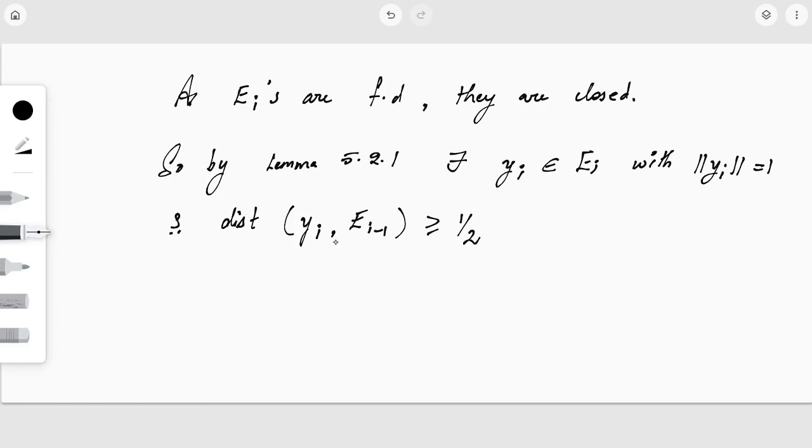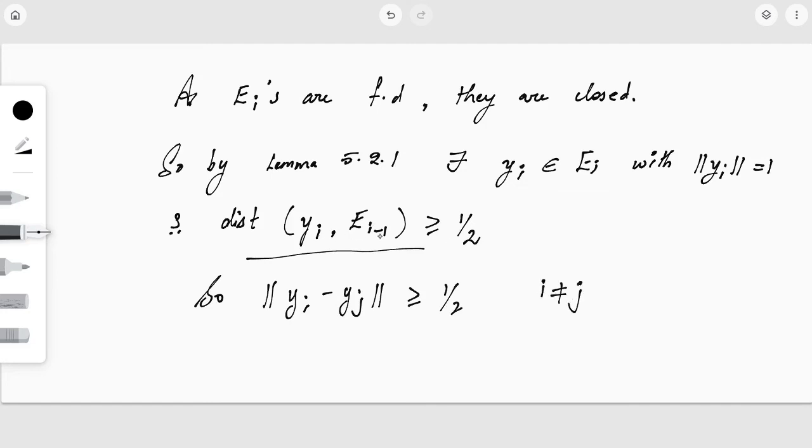So the distance of yi to E(i-1) is greater than or equal to 1/2. Okay, so if this is true, that means for i and i-1, since we are dealing with closed subspaces of the given space, the norm of yi minus yj will be greater than or equal to 1/2. The distance of yi and E(i-1) is greater than or equal to 1/2, where i is not equal to j. So here clearly i and i-1 are not the same.